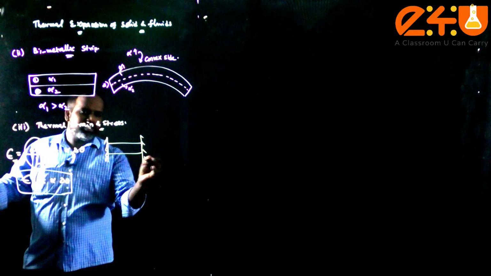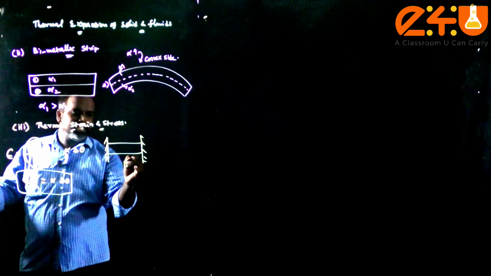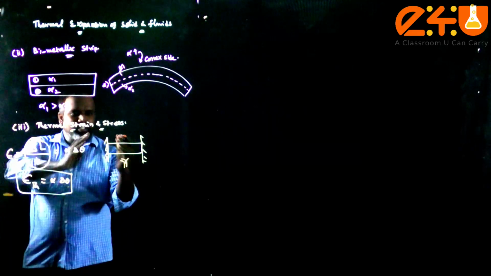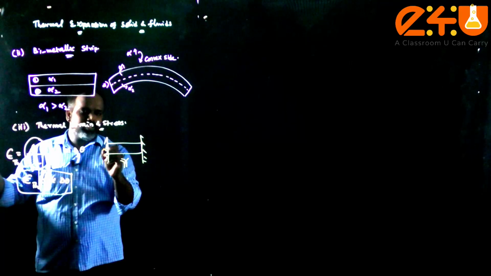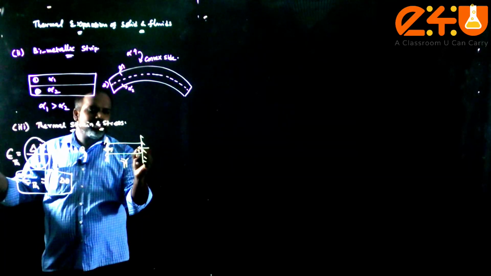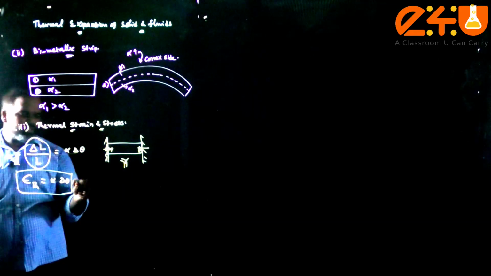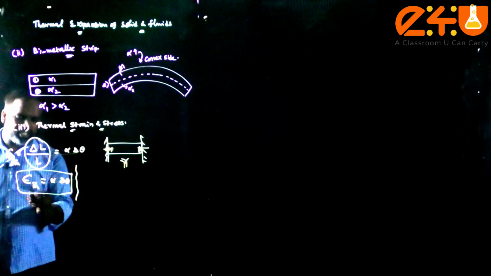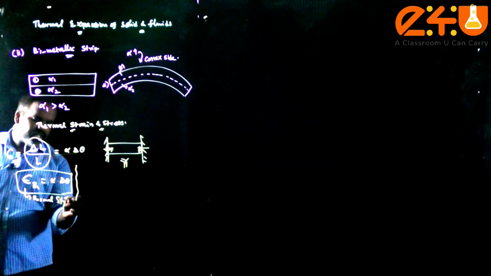These strains can produce stress. Let us assume that these are two fixed rigid rods whose initial length is L, and when it is heated, what will happen? It is trying to push away the rigid support, which develops some restoring force in it. So this is the thermal strain.